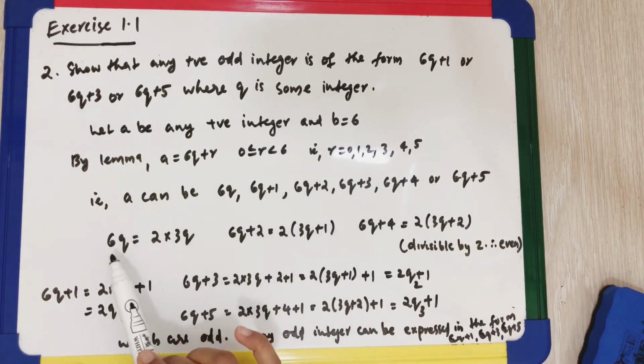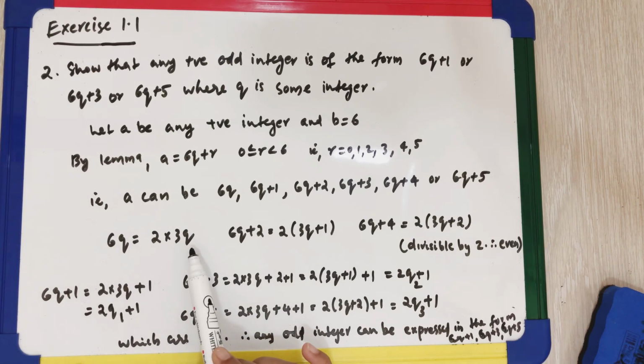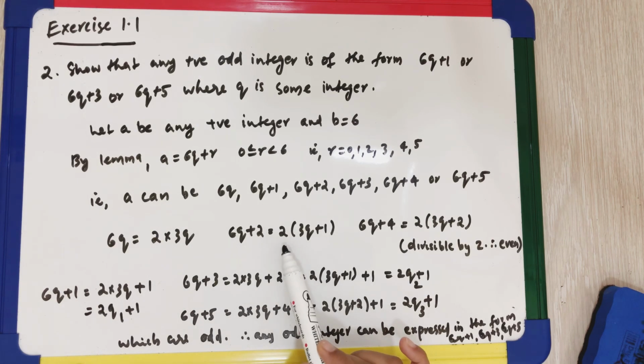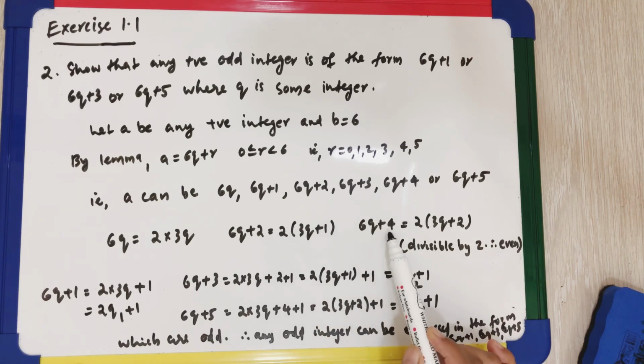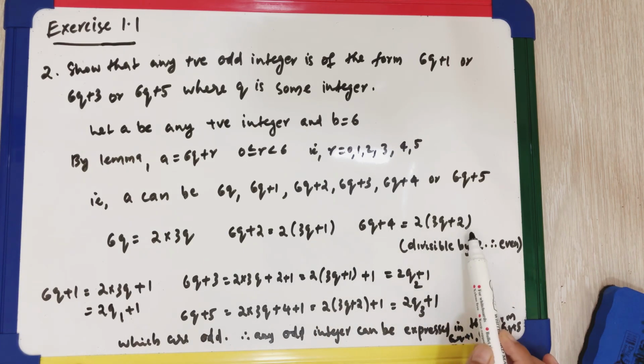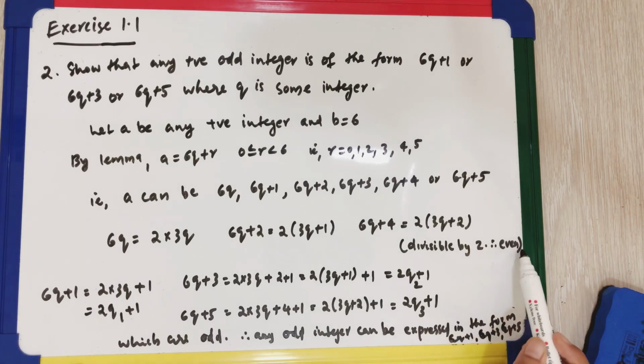Now we can see 6q is equal to 2 into 3q. 6q plus 2 is equal to 2 into 3q plus 1. 6q plus 4 equals 2 into 3q plus 2, which are all divisible by 2. Therefore, they are even numbers.